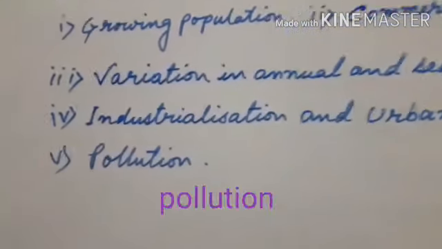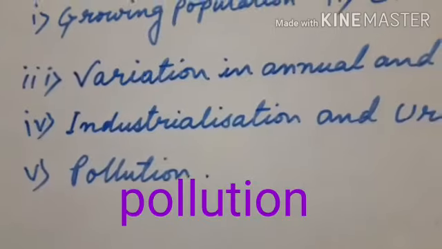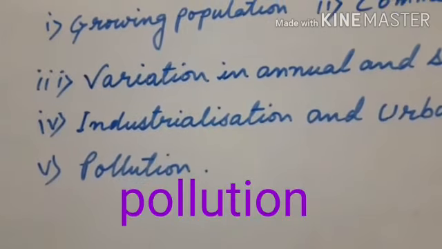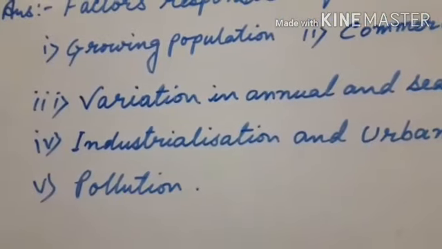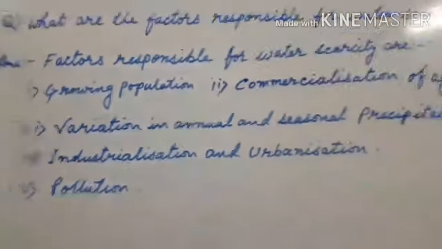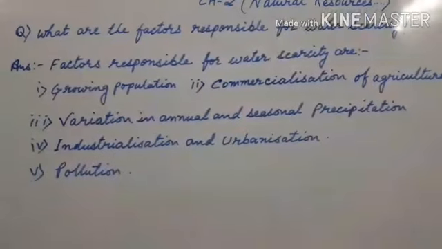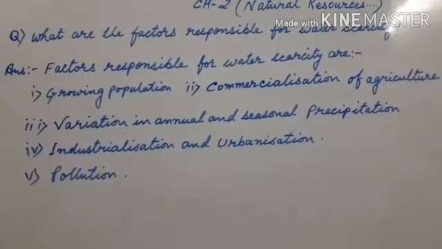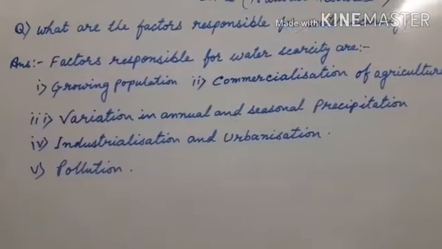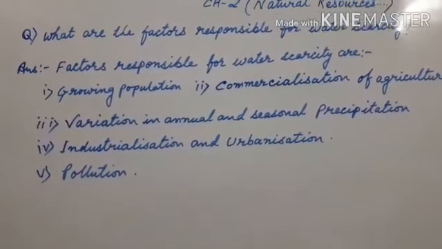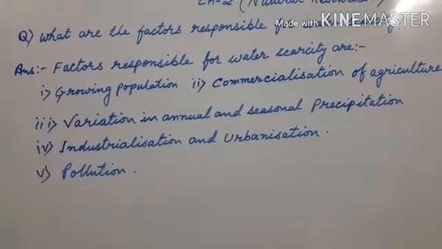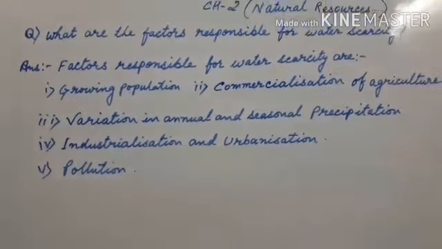And the last one is pollution. If water gets polluted, although we have water, we cannot use it. So pollution is also one cause of water scarcity. So there are 5 points: growing population, commercialization of agriculture, variation in annual and seasonal precipitation, industrialization and urbanization, pollution.